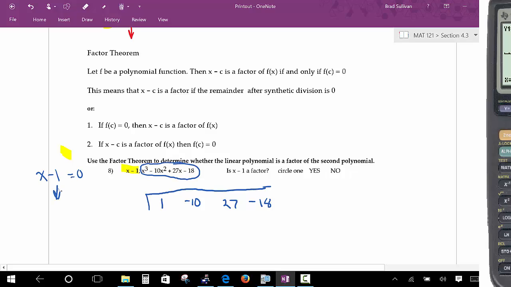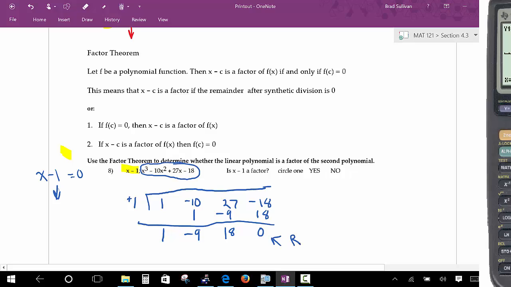What's the answer to the equation x minus 1 equals 0? It's 1. So you put a positive 1 there. So that's important that you always get that way. Now let's divide this out. Bring down the 1, multiply, that's 1. Add, that's -9. Multiply, that's -9. Add the column, that's 18. 1 times 18 is 18. So we have a remainder of 0.